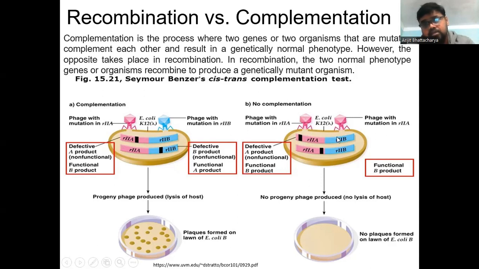This phage and this phage both have mutations. They can be at different positions of the same gene, but both are producing a non-functional version of R2A. So neither of these will be able to produce a good copy of R2A, which is required for the phage to replicate or to lyse the bacteria to form a certain number of plaques. So this clearly indicates that if the mutations are located on the same gene, that is, if they are cis, there will be no plaque. And if the mutations are located in two different genes, that is, if they are trans, there will be plaque.